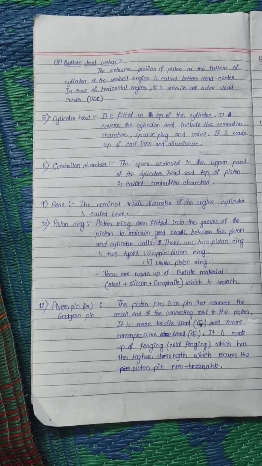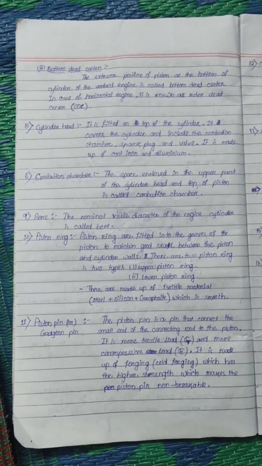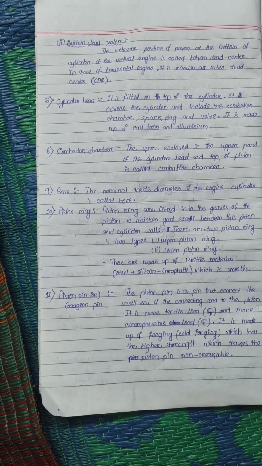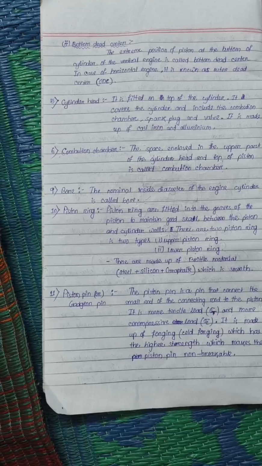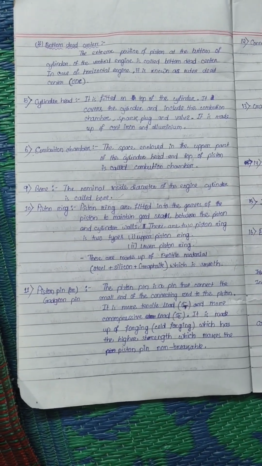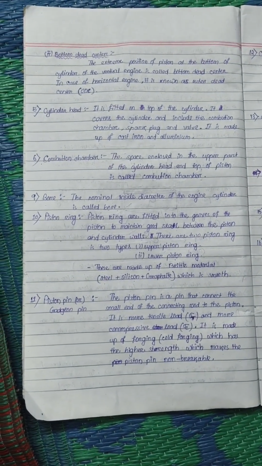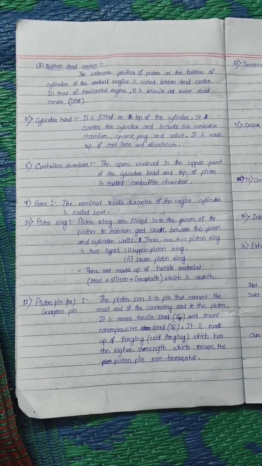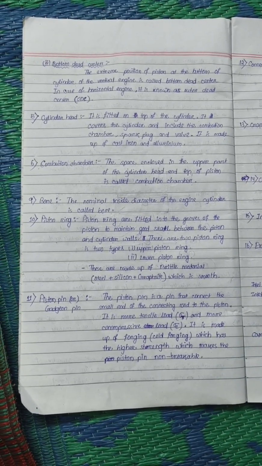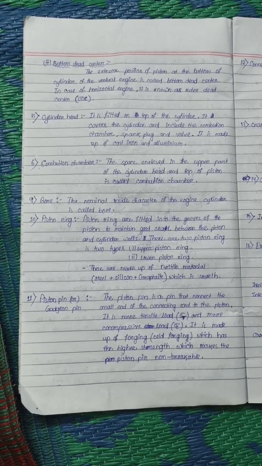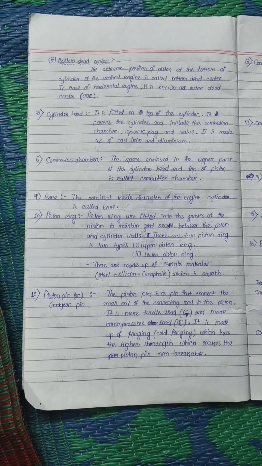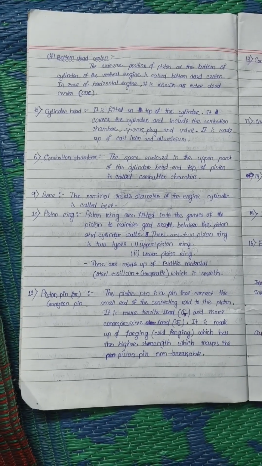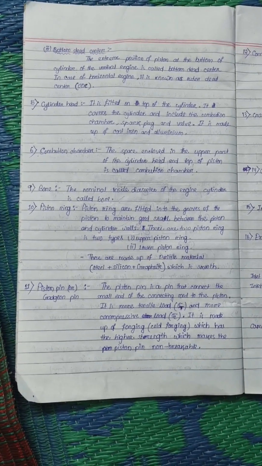Piston pin, or gudgeon pin. The piston pin is the pin that connects the small end of a connecting rod to the piston. It takes more tensile rod load and more compressive load. It is made up of forging or cold forging, which has higher strength, which makes the piston pin non-breakable.